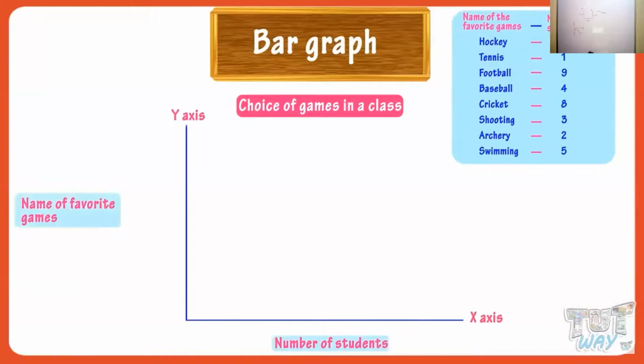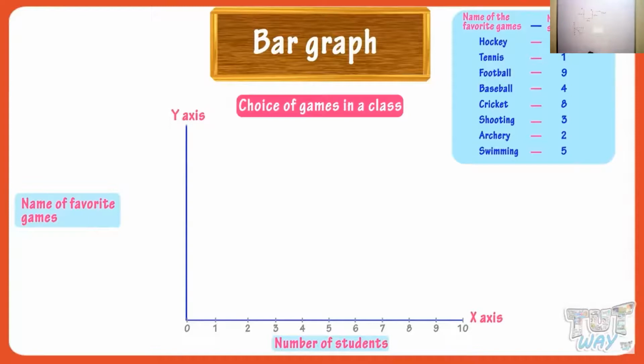X-axis represents the number of students, so it will be the scale. Number of students is in the range of 1 to 9. So let the scale be numbered 1 to 10. Now, on y-axis, we'll show the names of games, and we will also relate them to the number of students whose favorite game it is.